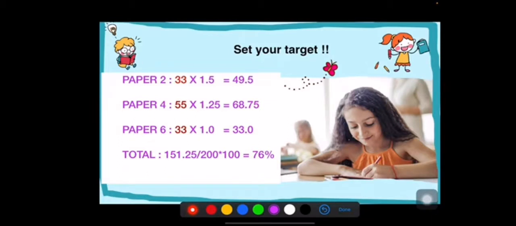If 30 already gets an A, increase it a little. If you get 33 out of 40 questions correct, you will get this value. If you get 55 out of 80 correct, not many, just 55, you will get that value. And if you get 33 out of 40 for paper 6, you will get this value, and summing everything, you will get 151. This is already A star. Okay, so set your target.